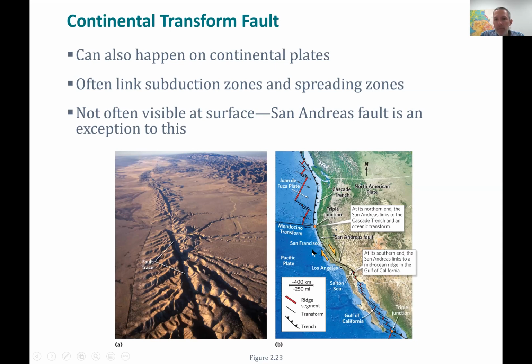Probably the best example of this on the planet is the San Andreas Fault, which is, again, a transform fault. And so what that means is that Los Angeles is on the Pacific plate. San Francisco is on the North American plate. And so the two plates are sliding past one another, and eventually Los Angeles is going to get closer to San Francisco.